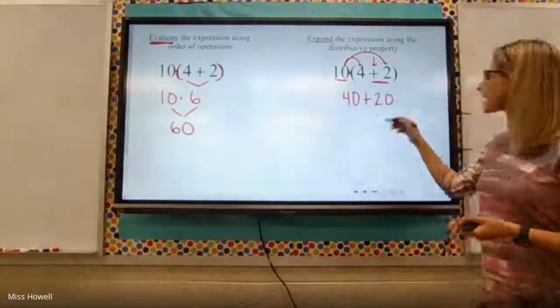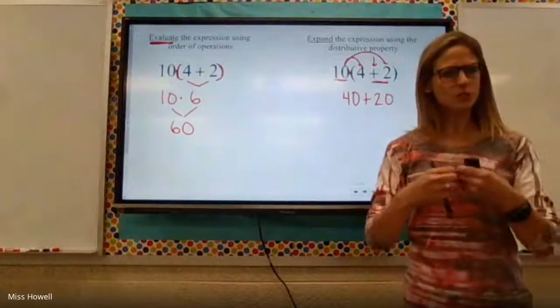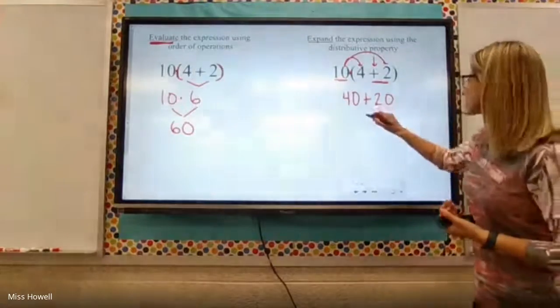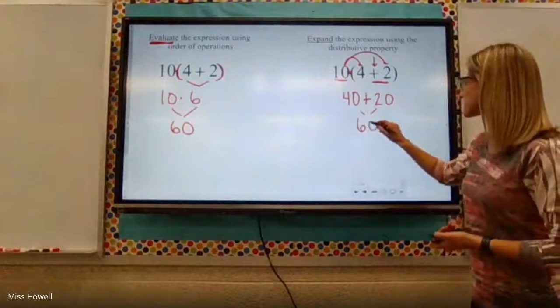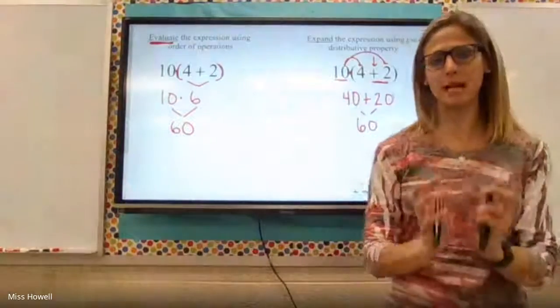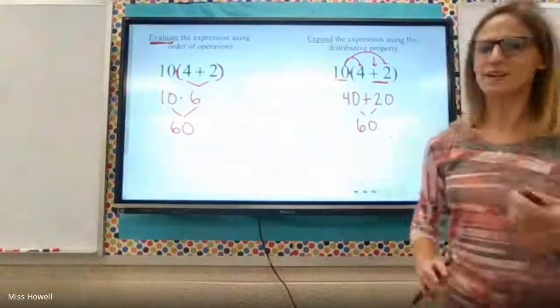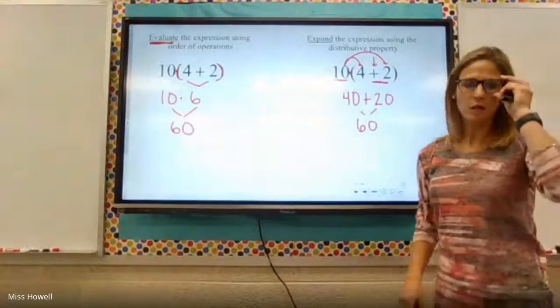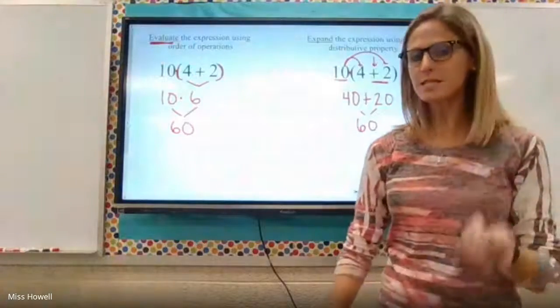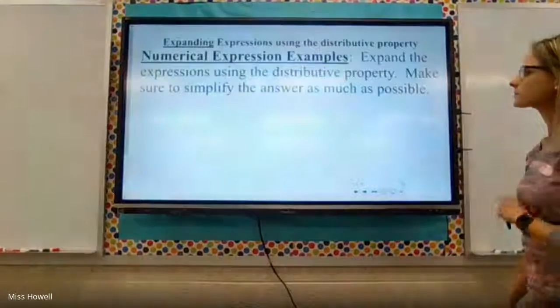All right, and then once I got here, I would say, oh, those are things I could still put together. I can keep simplifying. I can add those up. So 40 plus 20 gives us a resulting number of 60. And it's two equivalent methods to get to the same final result. All right, so we're going to start with numerical expressions, which are similar to these, and then we're going to look at some algebraic expressions, which are a little bit different in approach.